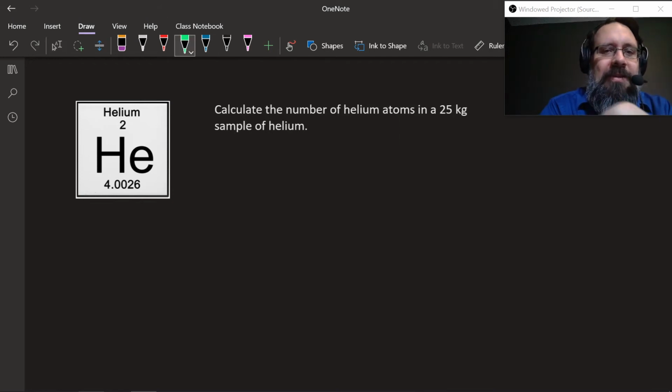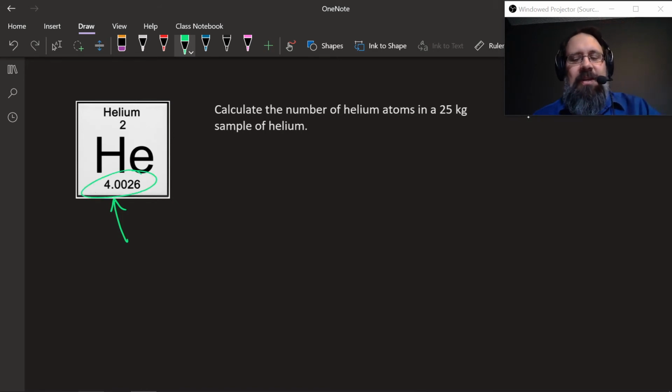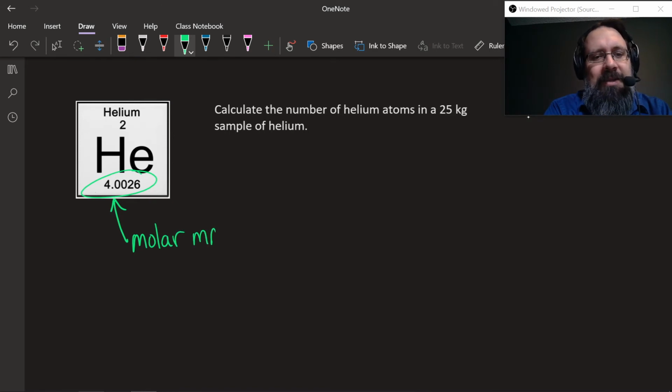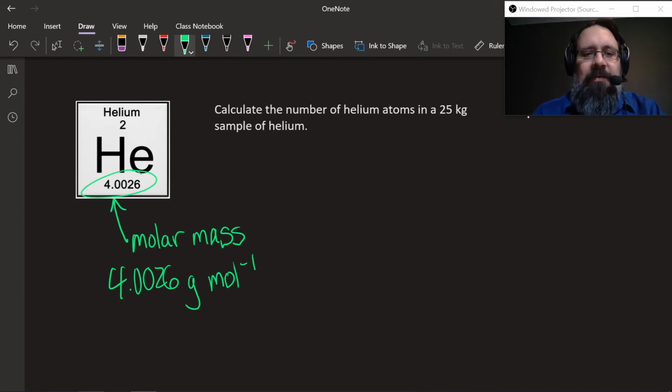Okay, so the way this works is that there's this standard convention that scientists use. It's mainly chemists, they use this thing called the periodic table, and it lists that number right there, which is called the molar mass. I think I might be calling that the wrong thing, but essentially what this is telling you is that helium has 4.0026 grams per mole. So if you have a mole of helium, it'll be about 4 grams.